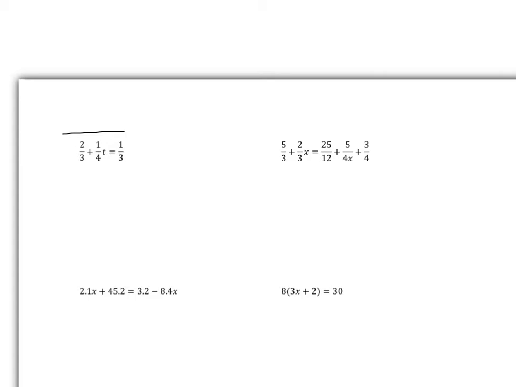But I want to show you that clearing the fractions again. So if we look at this with denominators 3 and 4, the lowest common denominator here would be 12. So if we multiply each term by 12, notice what happens. So if we have 12 over 1 times 2/3 plus 12 over 1 times 1/4 t equals 1/3 times 12 over 1. Okay, so what we can notice is the cancellation that occurs.